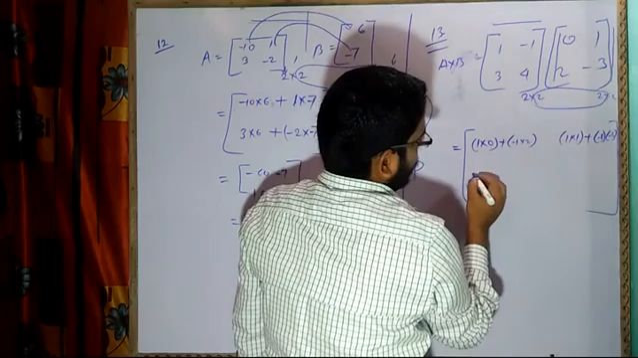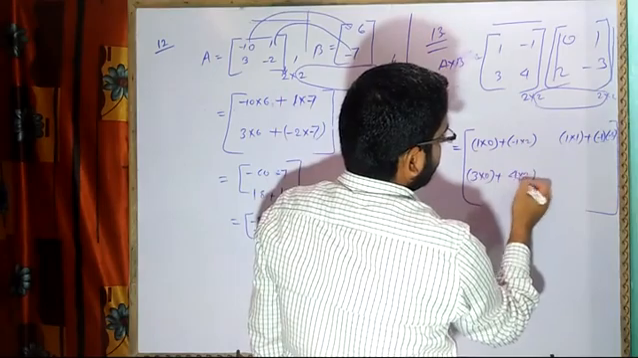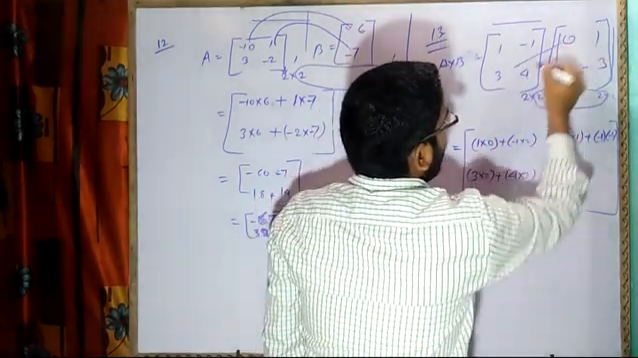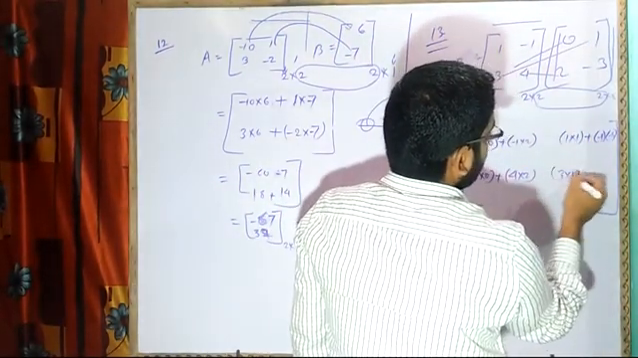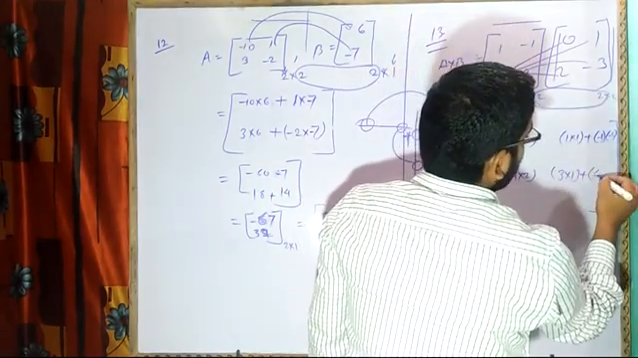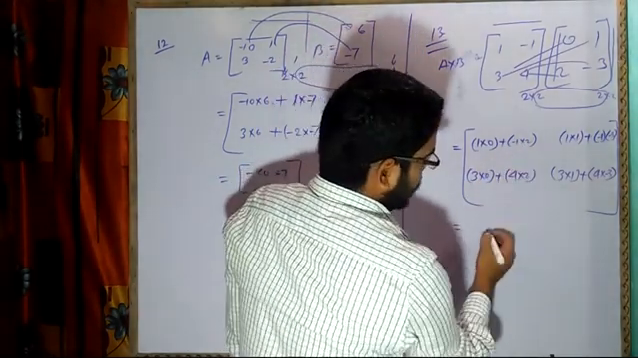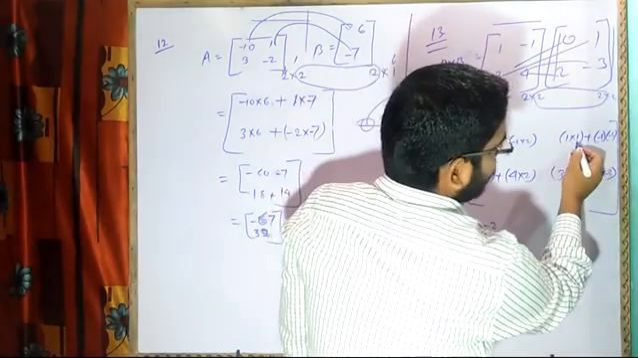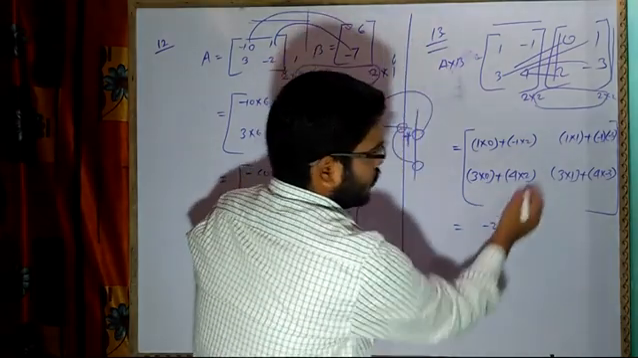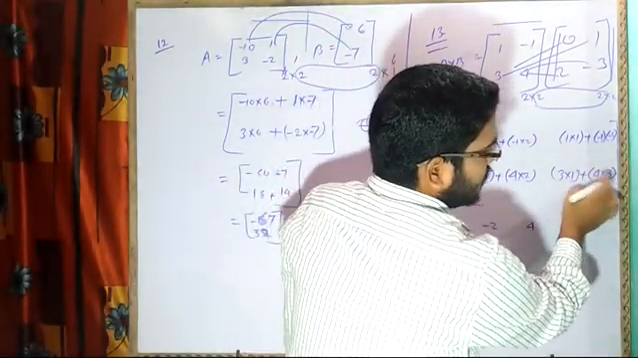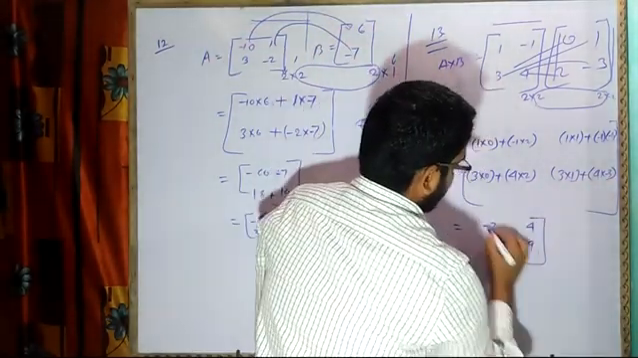Second, 3 multiplied with 0 plus 4 multiplied with 2. Then we have 3 multiplied with 1 plus 4 multiplied with minus 3. Now if you multiply, 1 into 0 is 0, 0 plus minus 2, that is minus 2 only. Then you have 1 into 1, 1 plus 3, 4. 3 into 0, 0, 4 into 2, 8. 3 into 1, 3, and then 4 into minus 3 is minus 12. Minus 12 plus 3 is minus 9. So this will be your answer.